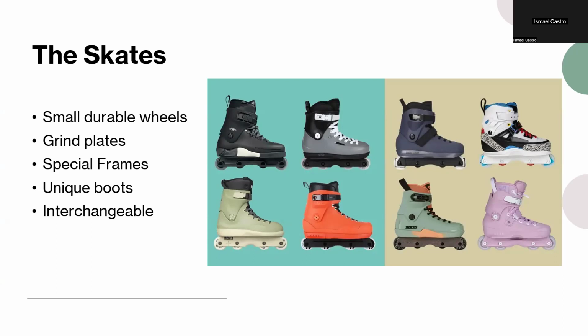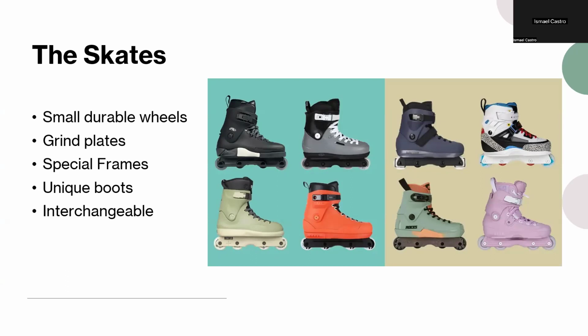The skates also have grind plates on the sides of them, and you can use that to slide on the sides of rails, ledges, just pretty much whatever you could think of. It also has frames on the bottom of the boot, and those can also be used for grinding and just being creative with what you do.